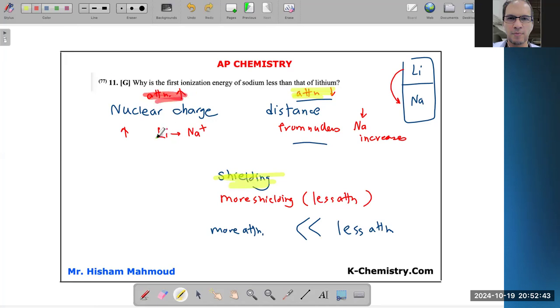مين اللي يكسب؟ حاجتين ولا حاجة واحدة؟ Two things cause less attraction. So what is the final reply? Less attraction. So the ionization energy of sodium is less than that of lithium.